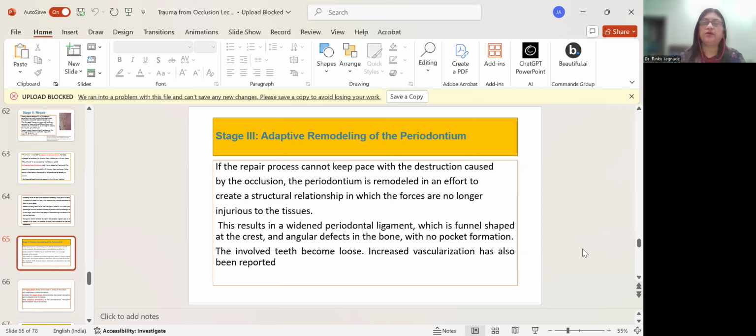Okay. Now comes the third stage, which is adaptive remodeling of the periodontium. Now what happens if the repair process, if trauma from occlusion, the forces are much, and the repair process is not able to keep pace with the destruction which is being caused by the occlusion. So in this case, the periodontium remodels itself.